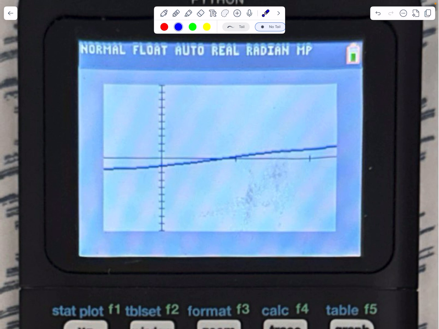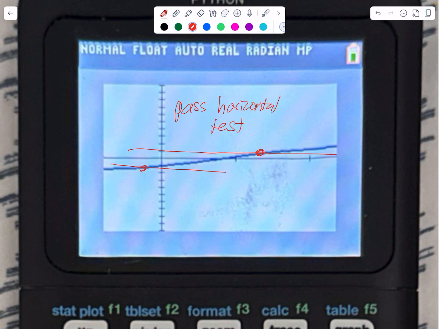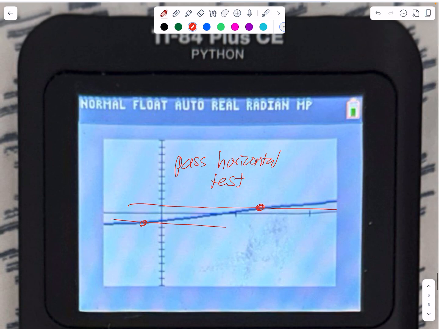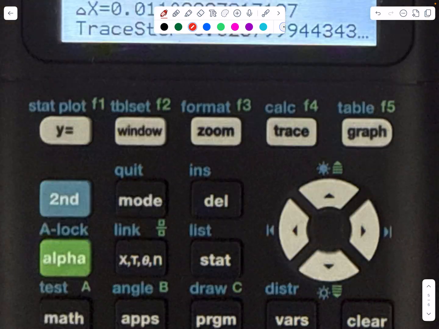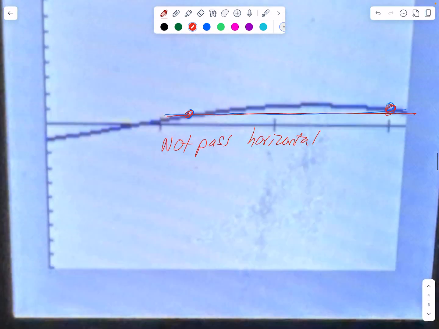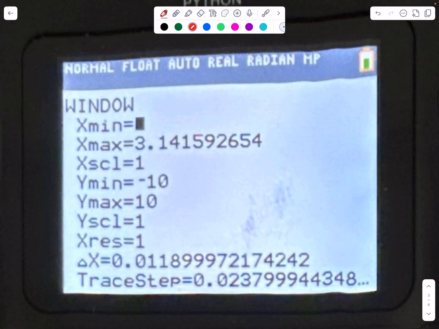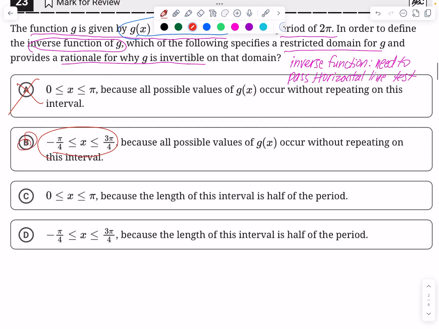And once again, in order for it to be an inverse function, it has to pass the horizontal line test. No matter where you draw the horizontal line, each time it only crosses 1 point. So it passed the horizontal line test, so it is invertible. Therefore, B is a good answer. Let's just check why the other choices are not good. Okay, so B is an answer.